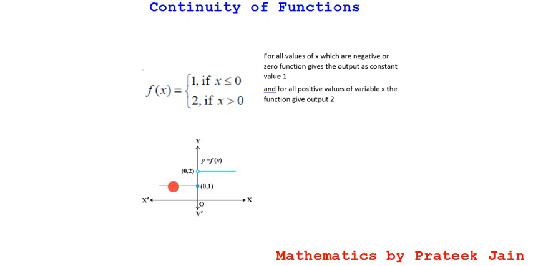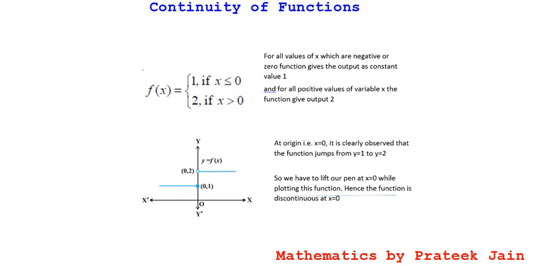As we can see, the function has been plotted for all x less than 0 and the value of the function is 1. For all x greater than 0, the value of the function is 2. A peculiar thing to observe here is that at x equals 0, the function value is jumping from y equals 1 to y equals 2. Thus, in order to plot this function on a graph paper, we have to lift our pen at x equals 0. This means that the function is not continuous at x equals 0.